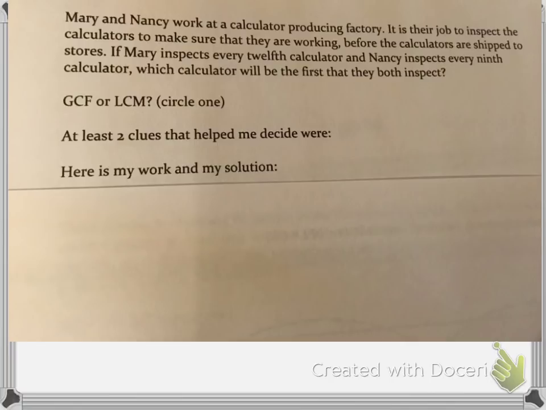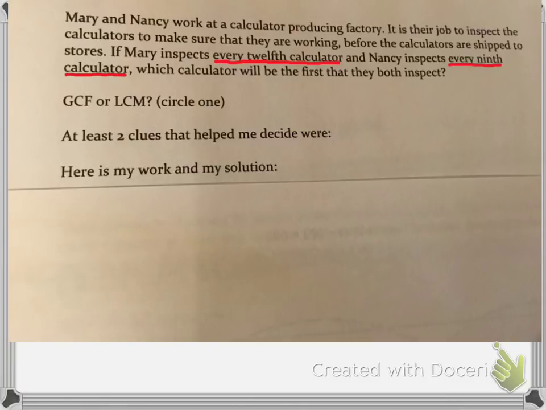So here's our first problem. Mary and Nancy worked at a calculator producing factory. All right, that's interesting. It is their job to inspect the calculators to make sure they are working before the calculators are shipped to the stores. If Mary inspects every 12th calculator and Nancy inspects every 9th calculator, which calculator will be the first that they both inspect? So this is the thing that kind of triggers in my brain.